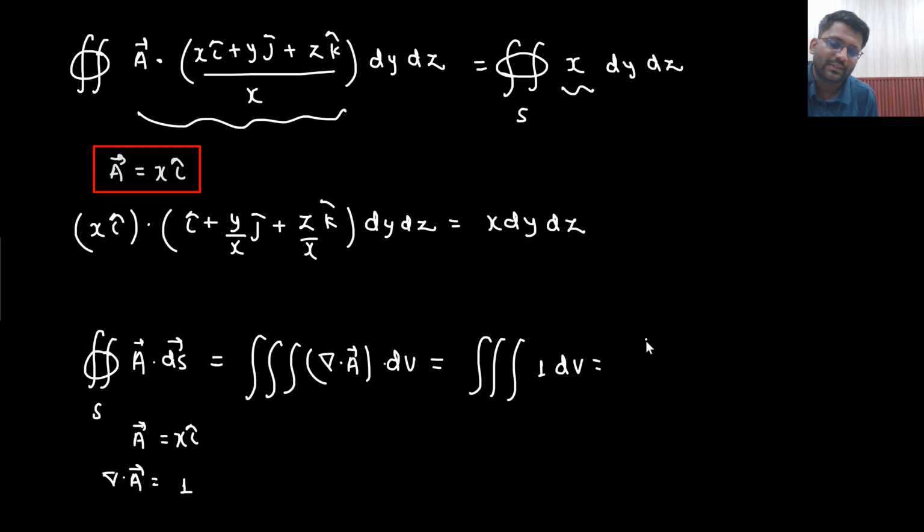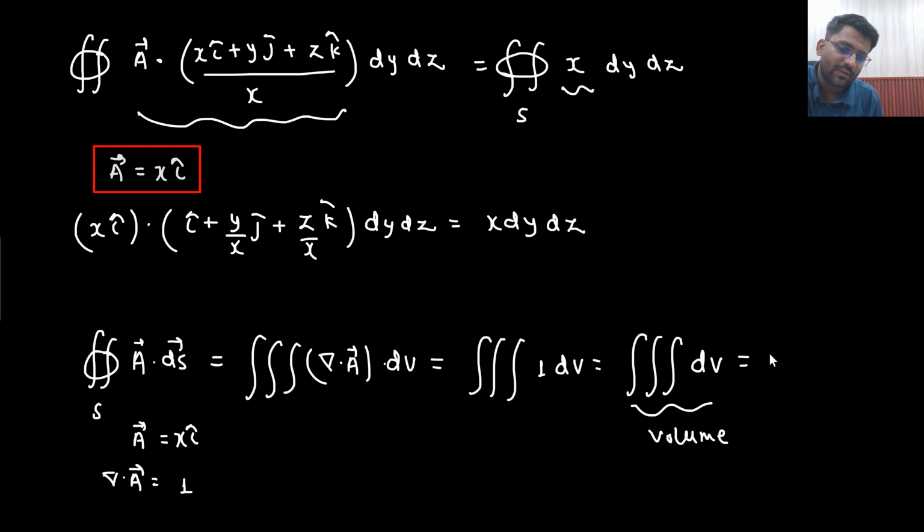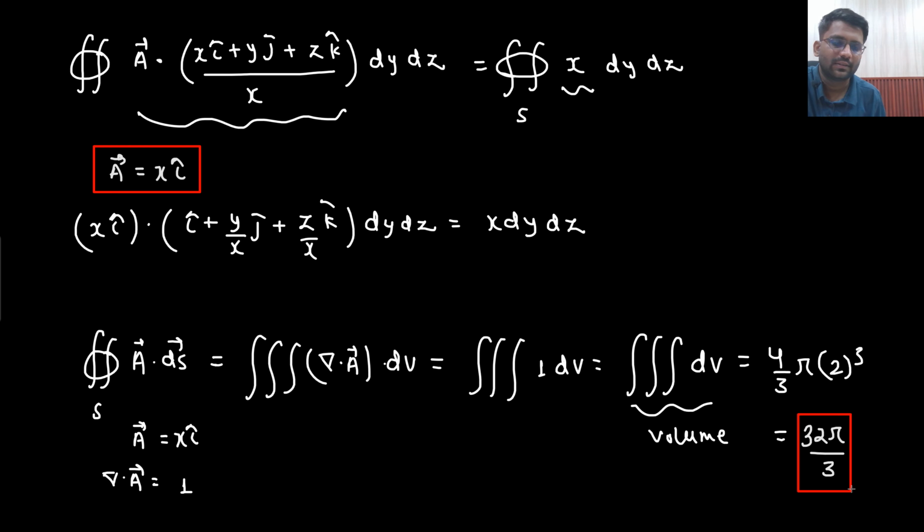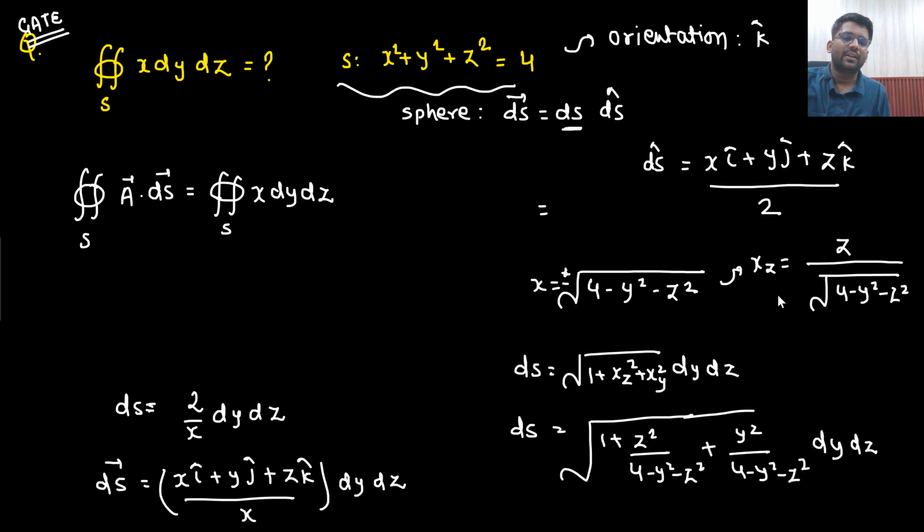Del dot A is coming out to be 1. So 1 dot dV would have been the answer, sir, which is equivalent to the volume only. This is representing the volume. So sir, the answer is 4 by 3 pi r cube, where radius is 2. So the answer will be 32 pi by 3. This is the correct way of solving the problem.